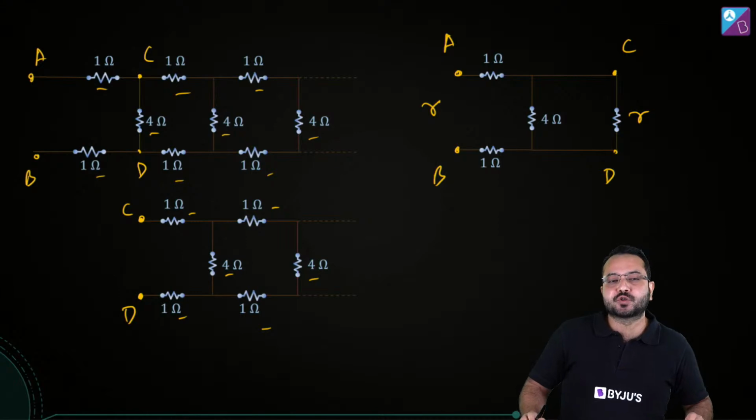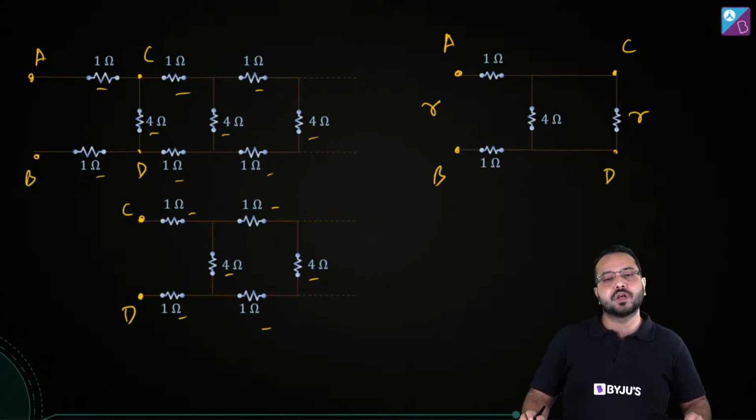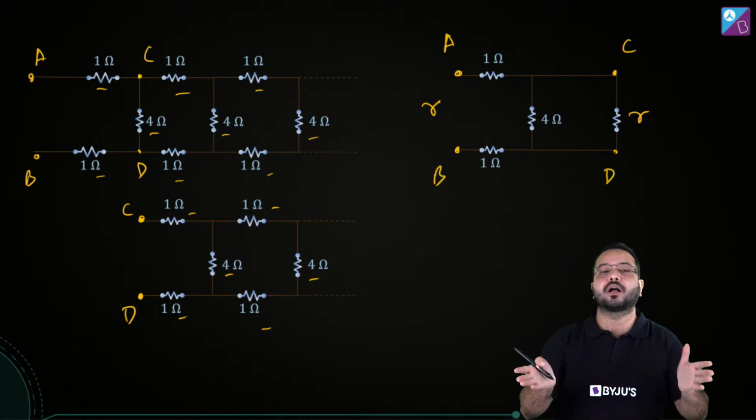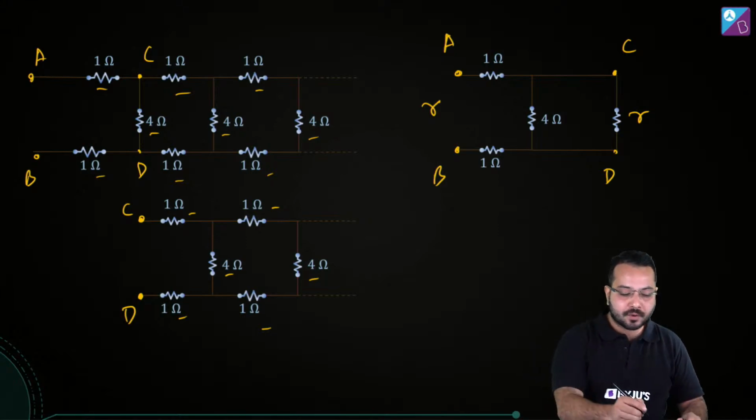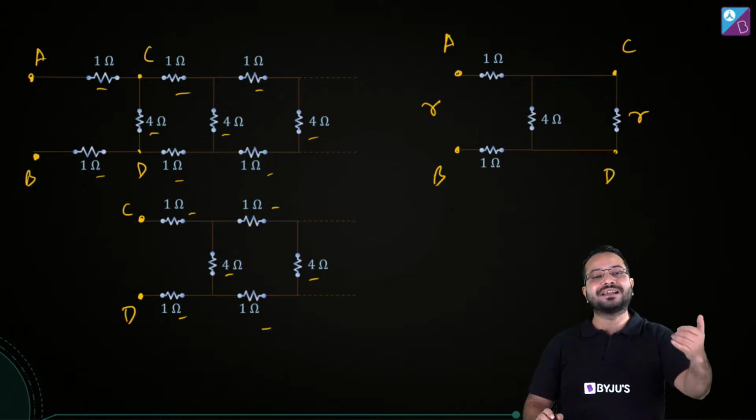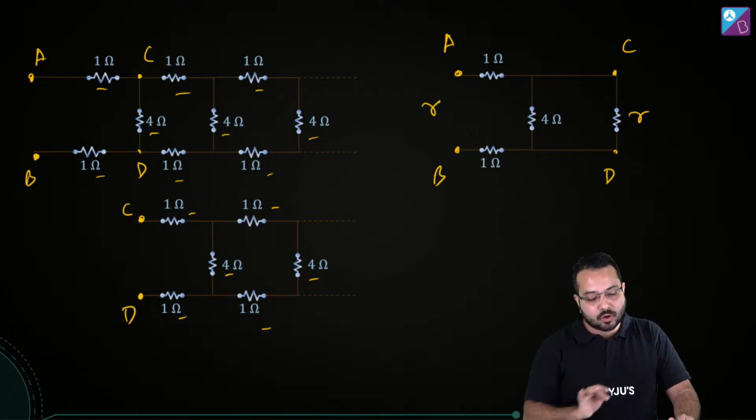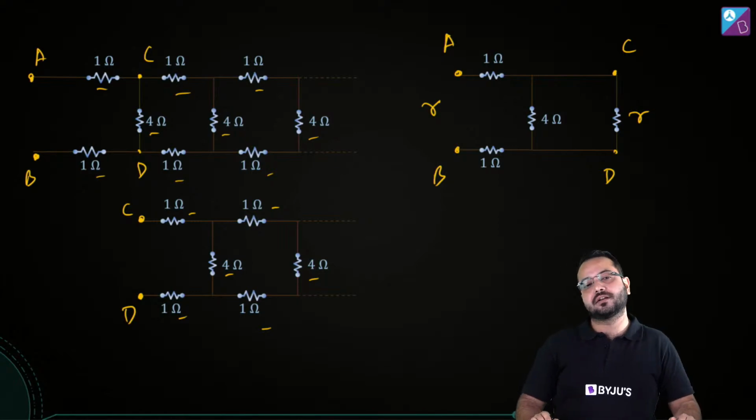It's not really a Wheatstone bridge, Tanmay. It's not even an extended Wheatstone bridge. In an extended Wheatstone bridge, what we have is identical paths. So going from A to B, we should have identical paths. That is not the case over here. We don't have identical paths.